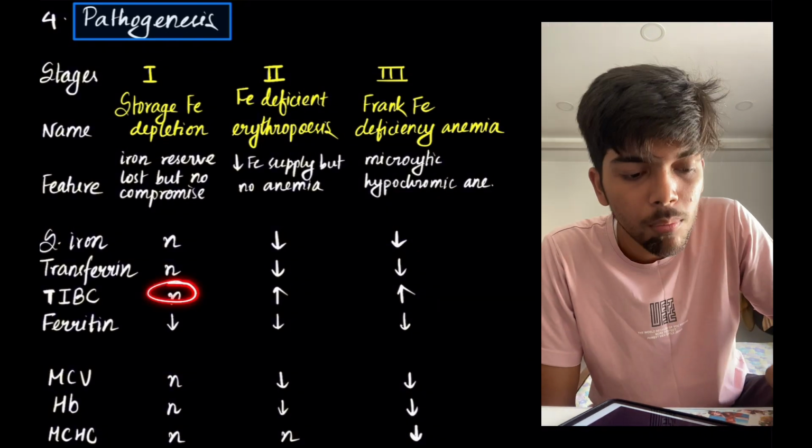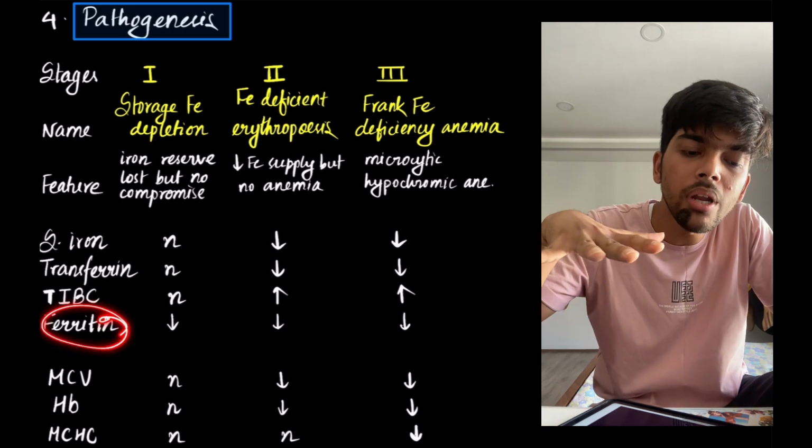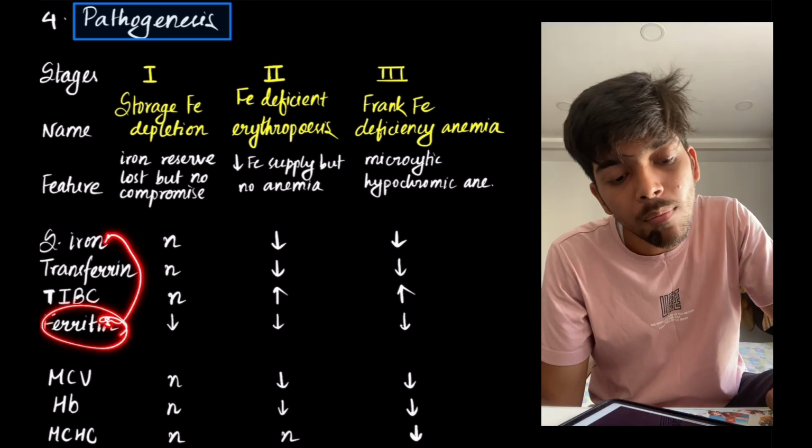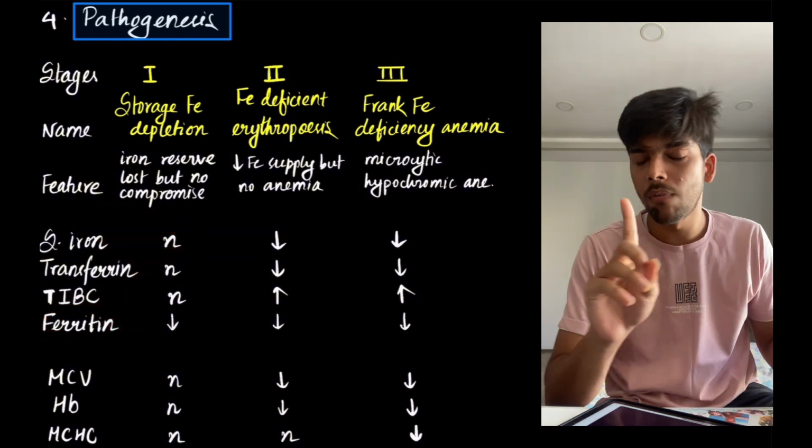So initially it's normal, but the stored ferritin level in the liver goes down in order to compensate for the serum iron and to maintain it as normal. Fine, that was the first stage.